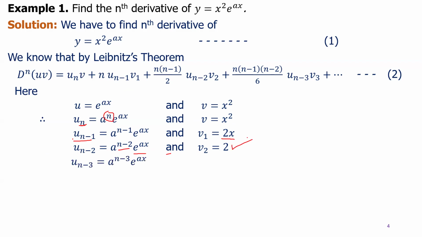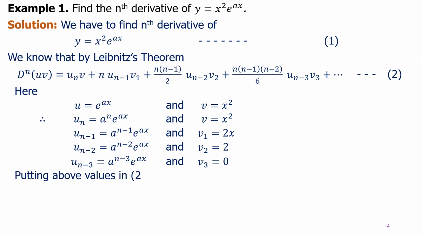And if you find out the n minus 3 derivative, u_{n-3} is a to the power n minus 3, we have to just replace this n by n minus 3, e to the power x, and v3 will be 0 because this 2 is constant, so the derivative of a constant is 0. Now once we get at least one function, v3 or v4, as 0, then we stop taking the derivative. Let us substitute all these values in equation number 2.